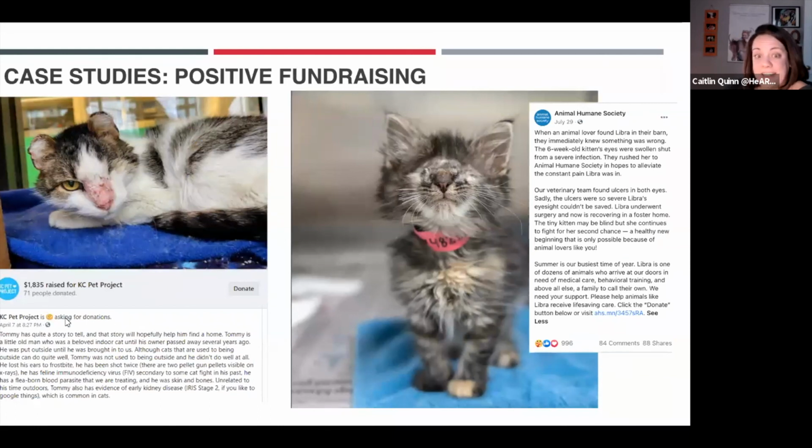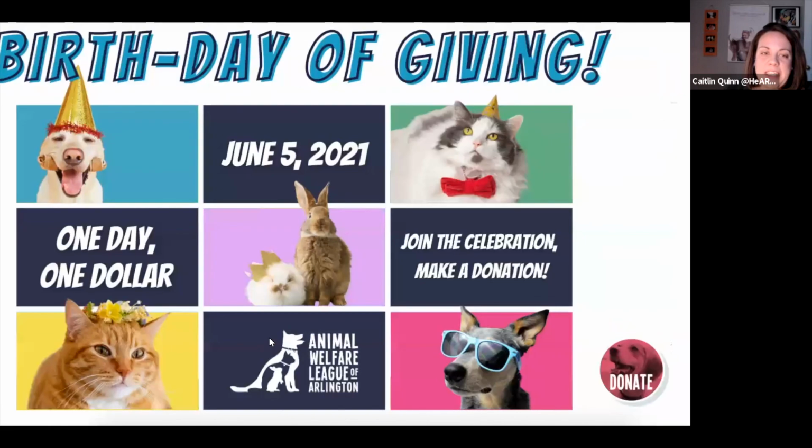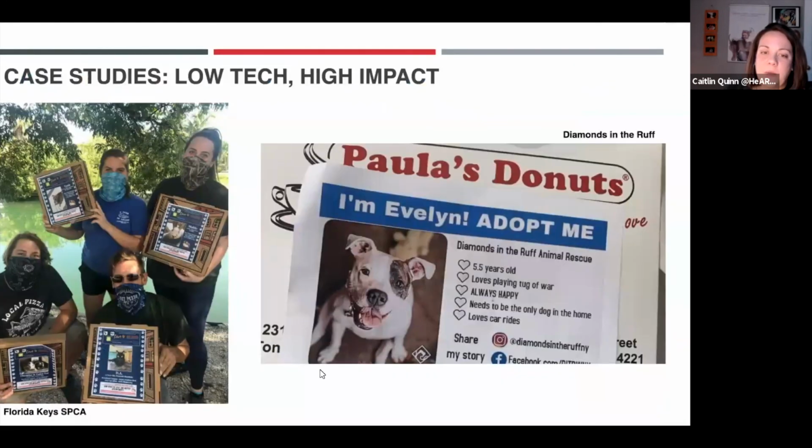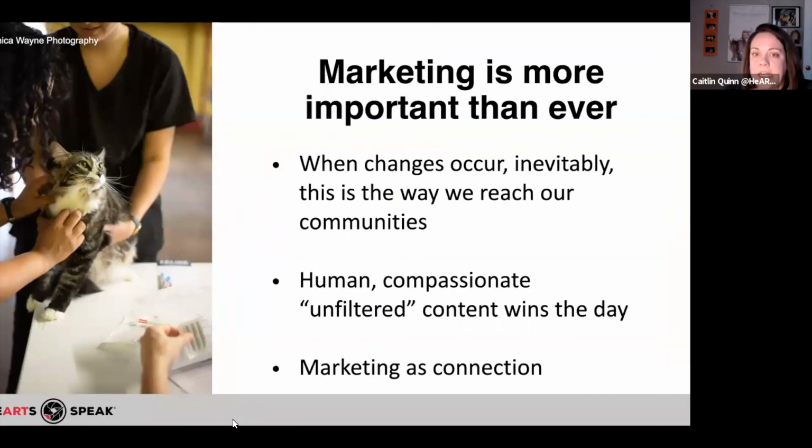Positive fundraising. I chose 2 cats with eye issues inadvertently, but they're both really great examples of this effort. And you can take a closer look at them. I love this campaign. And then I did want to provide some examples of kind of the low tech version of this. So not necessarily just digital marketing, but also the way that we're doing some more traditional marketing.